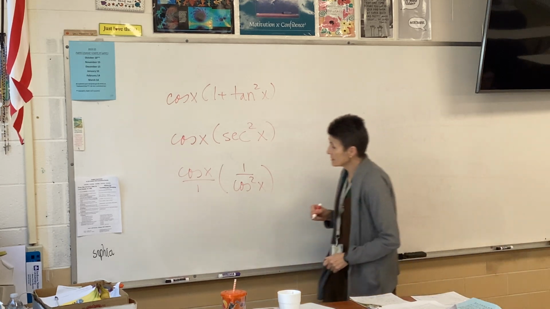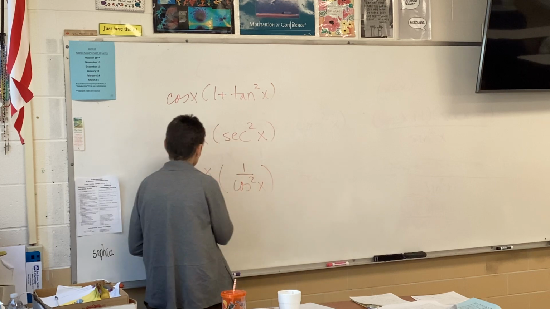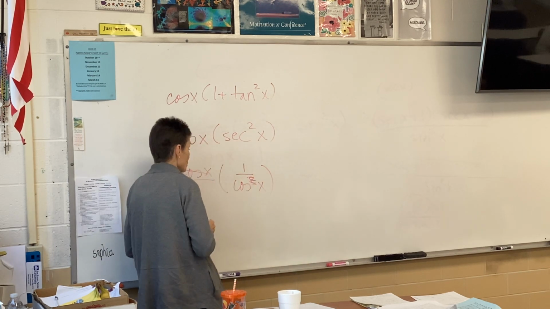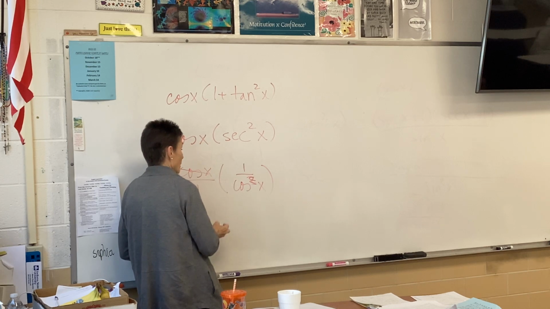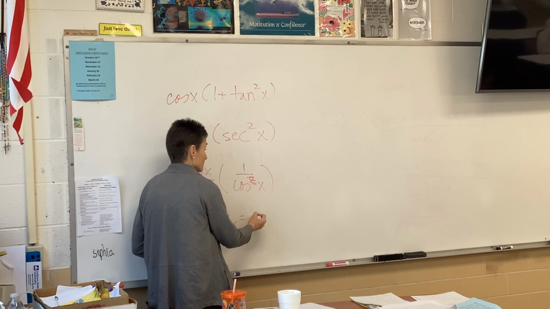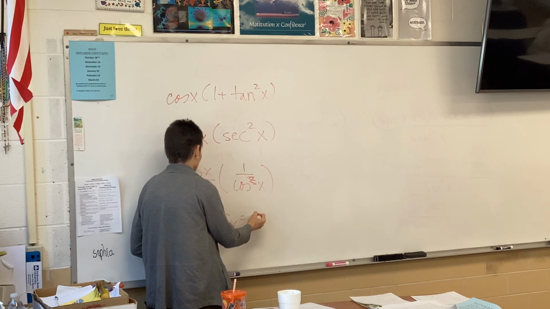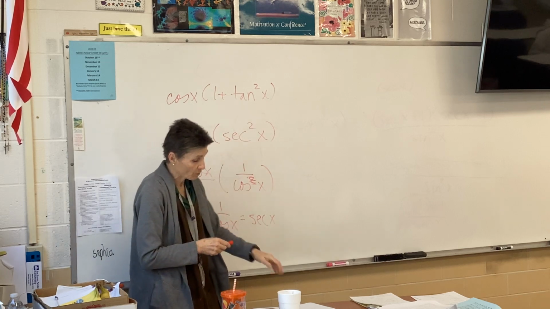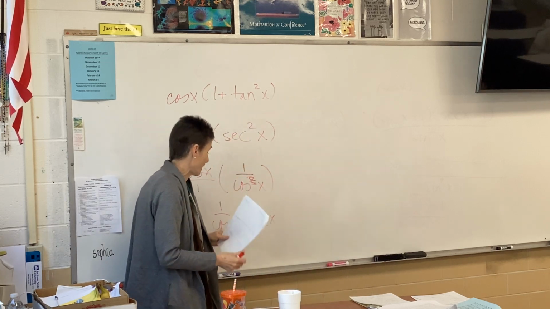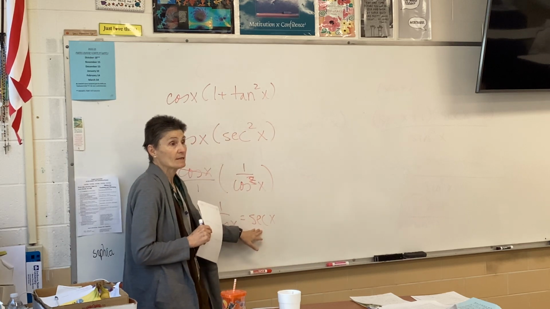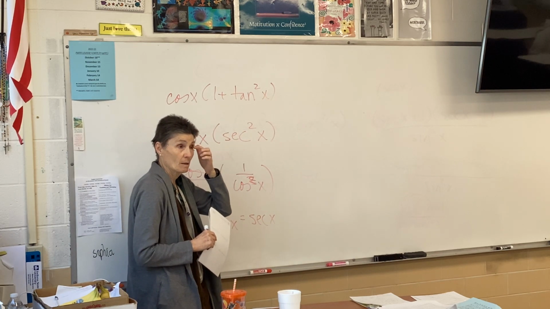Yep, we can cancel out, not all of it, because I only have 1 here, and it will cancel with this one here. So what am I going to be left with? 1 over cosine, which I know is secant. Now it's fine if you leave it as 1 over cosine. That's absolutely fine to leave it that way, but it is secant. Okay?